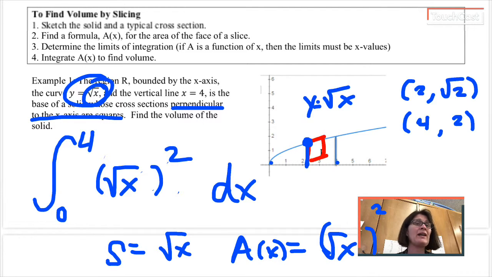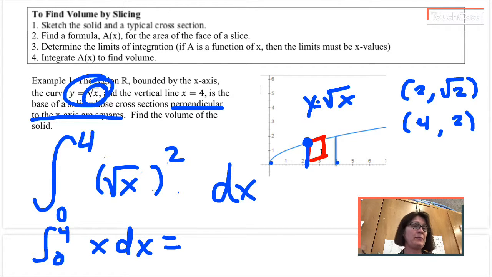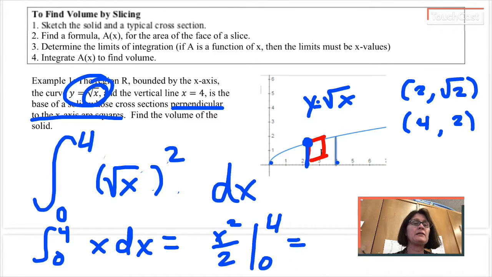So now, if I want to evaluate that integral, I'm going to come over here and make more room. That's going to be the integral from 0 to 4 of x dx. I'm going to integrate by hand. Feel free to use your calculator to double check it. So it's going to be x squared over 2, evaluated from 0 to 4. So 4 squared over 2, so 8 minus 0. So the area is 8.